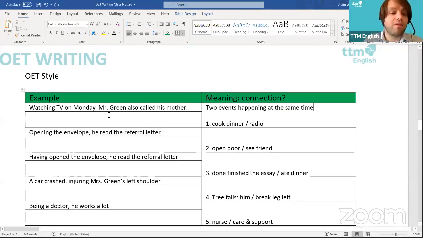And let's look at the grammar of this, Mittal, as well, right? We've got ing here. And then do we have any verbs here?